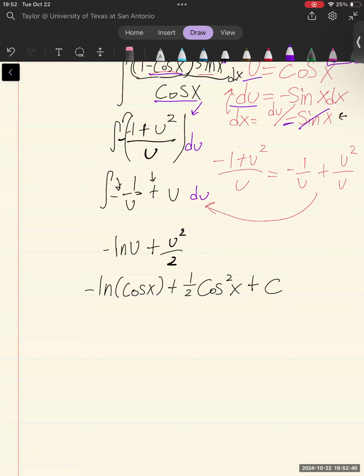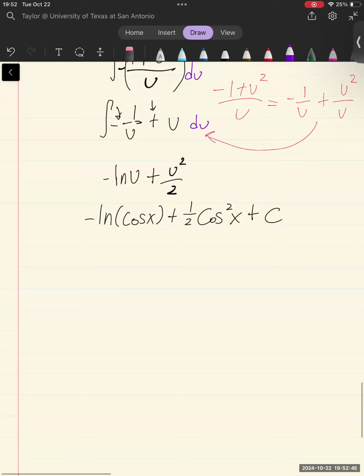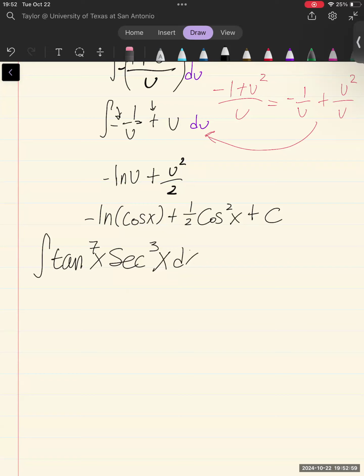Let's do an odd one for tangent, if you can. That would be cool. Yeah. Even ones are a lot easier to compute. So we've got tan 7x dx. All right.